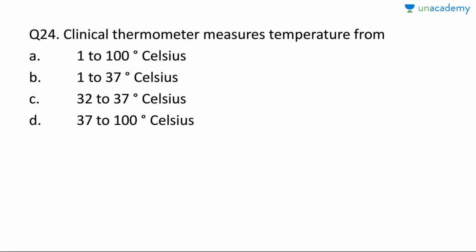Question number 24. Clinical thermometers measure temperature from which of the following ranges? Clinical thermometer is basically in the range of 32 to 37 degrees Celsius because the human body does not go below 35 and does not go above 42.